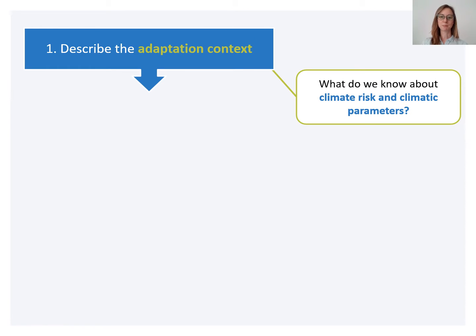The first step is to describe the adaptation context. So in analyzing the context, you'll want to ask yourself, what do we know about climate risk? This can include which factors drive climate risk, who or what is most at risk, and how climate and non-climatic factors interact. You'll also want to look at what you know about climatic parameters. So are there historic records and future projections available for key parameters like temperature and precipitation? And can you get more climate information, or can you get access to climate services to support you in your monitoring and evaluation process?